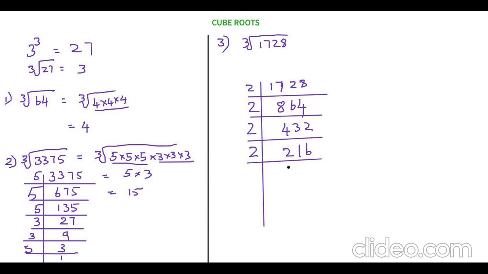When it is divisible by 2, 2 times 1 is 2. And see, usually all the students make a mistake. Since there is a 1, it's not divisible, so we have to put a 0. Usually everyone skips this 0. So put a 0 and then take it as 16. So this becomes 108.